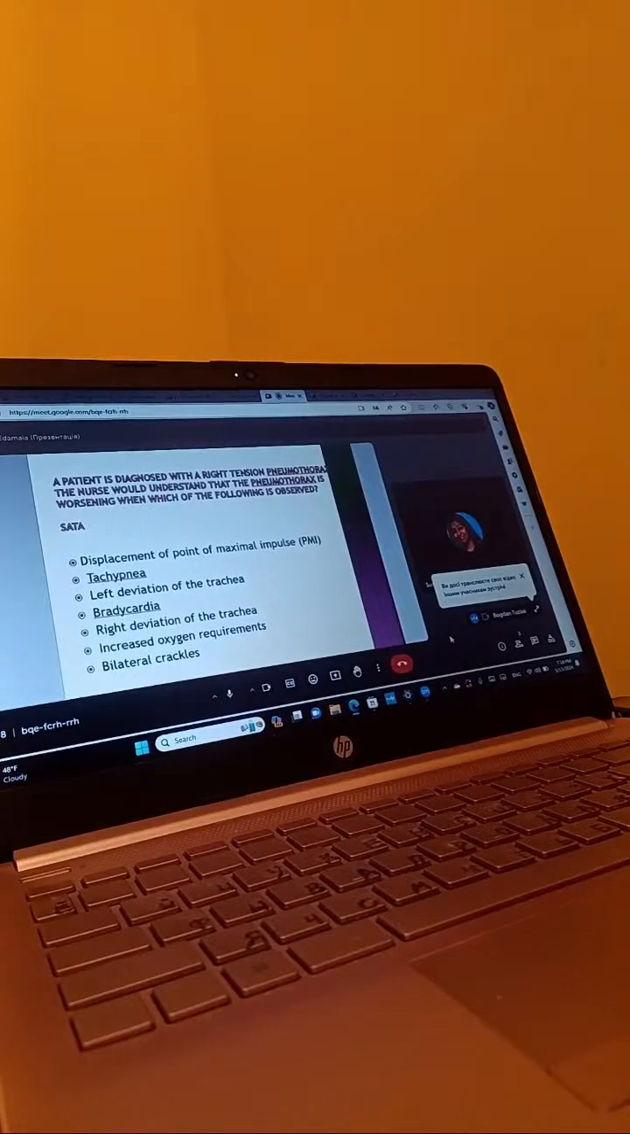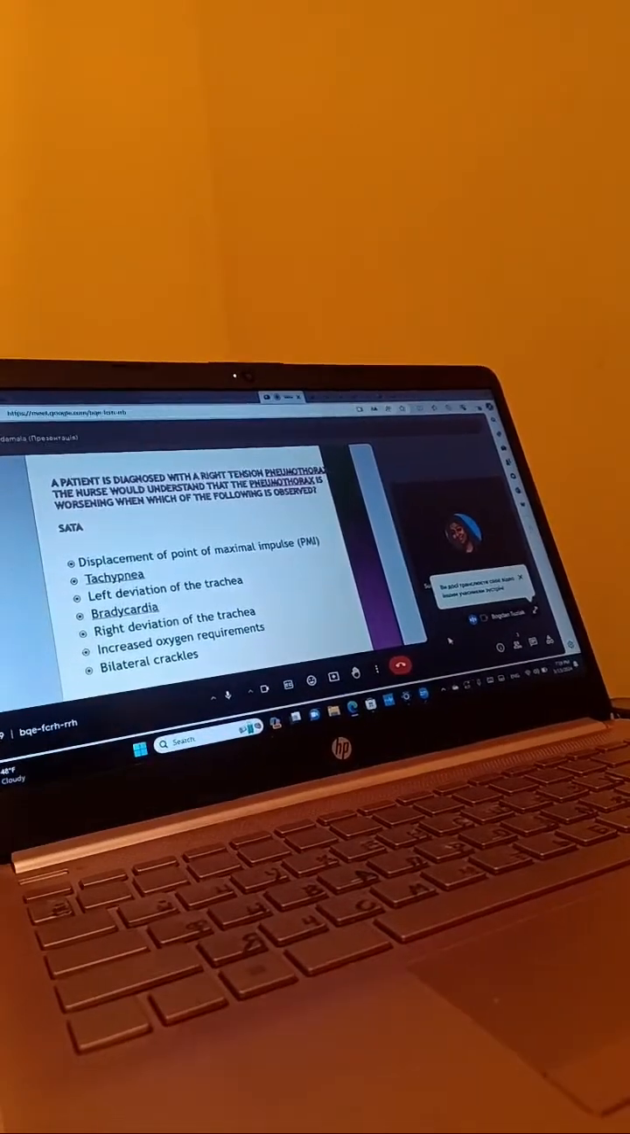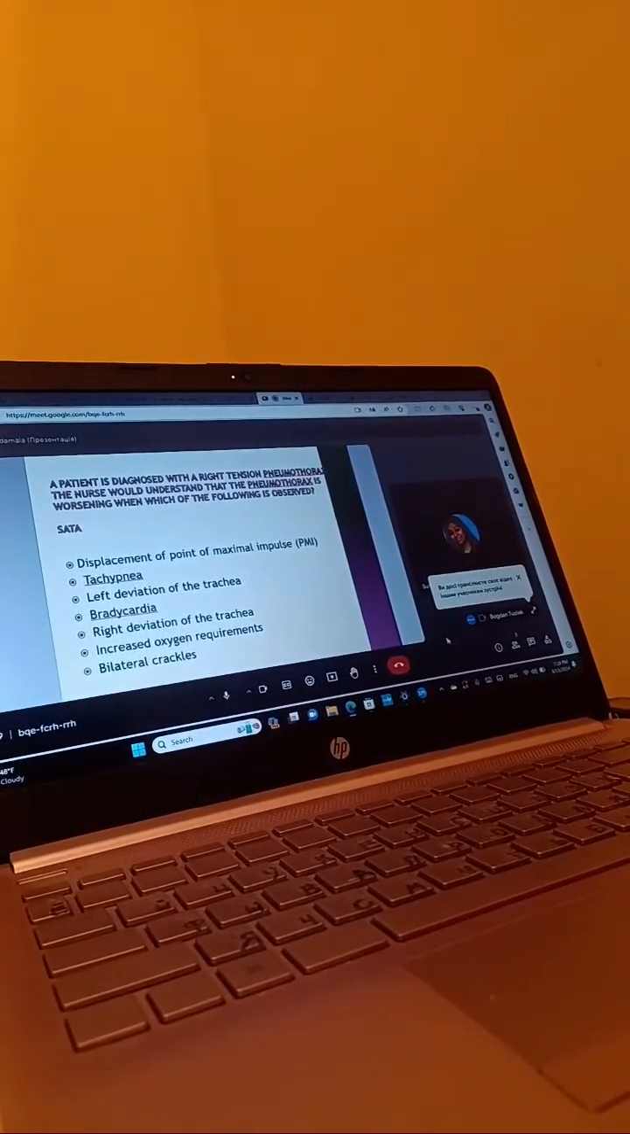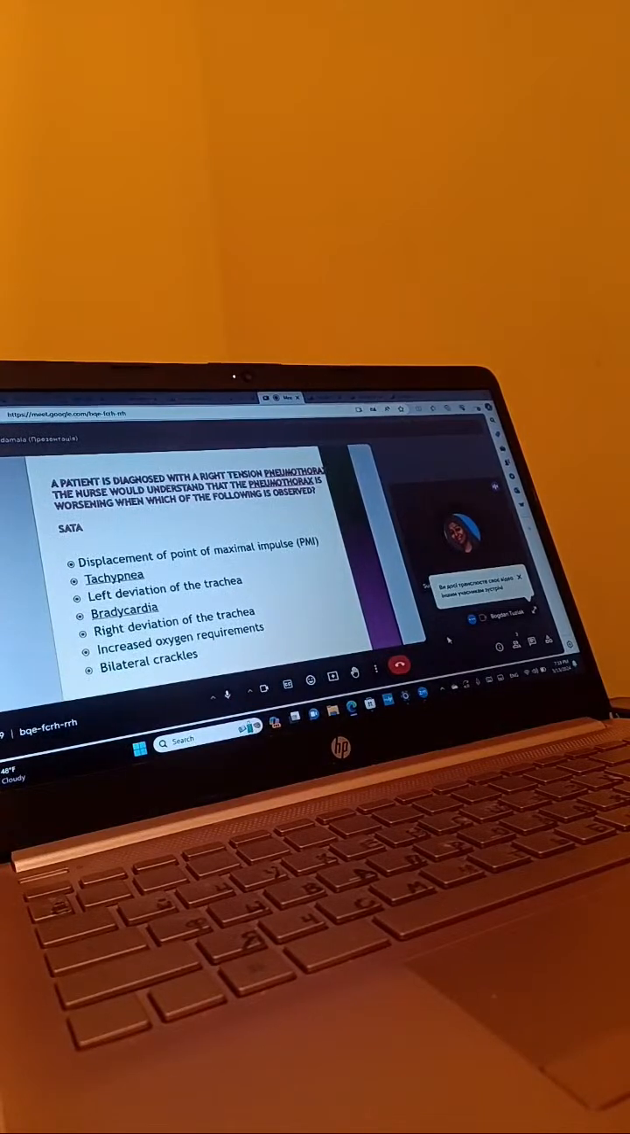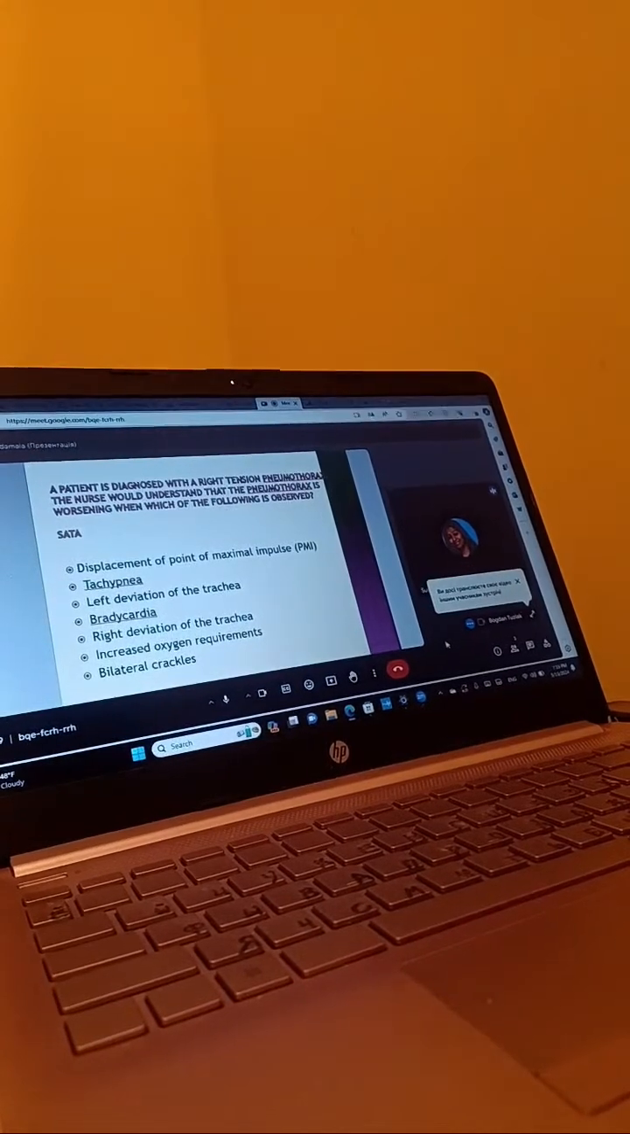Displacement of point of maximal impulse. Tachypnea. Left deviation of the trachea. Bradycardia. Right deviation of the trachea. Increased oxygen requirements. Bilateral crackles. So what are the signs of worsening? The nurse knows that this patient is having right tension pneumothorax, so she will understand that it's getting worse when she observes what things.